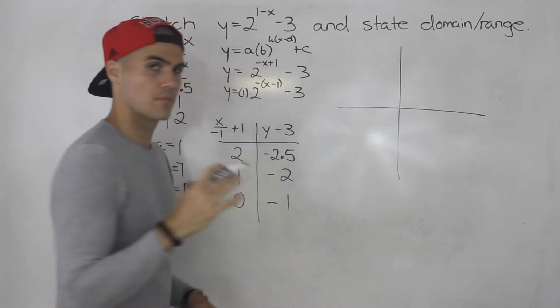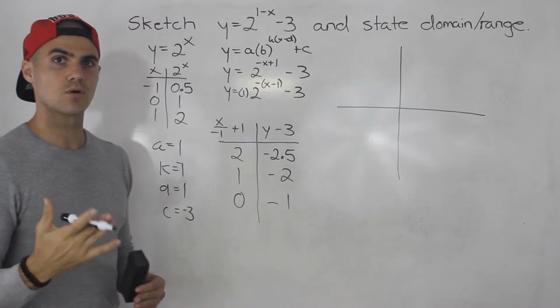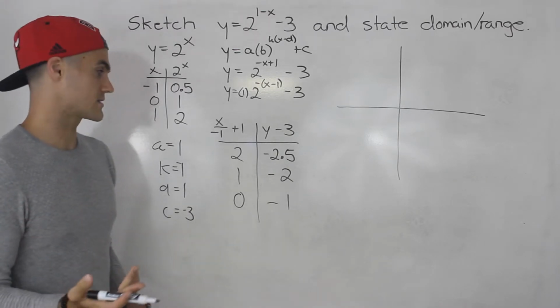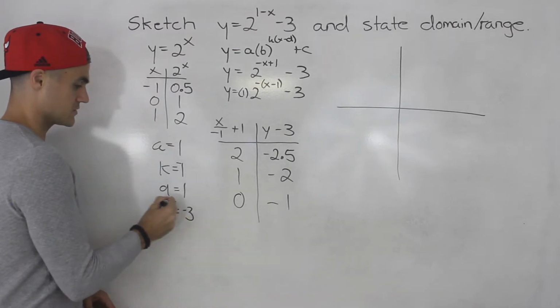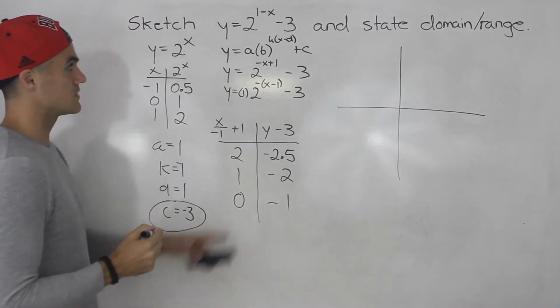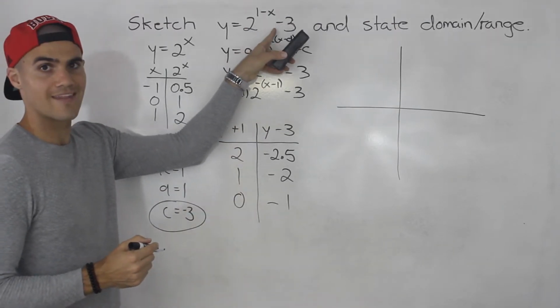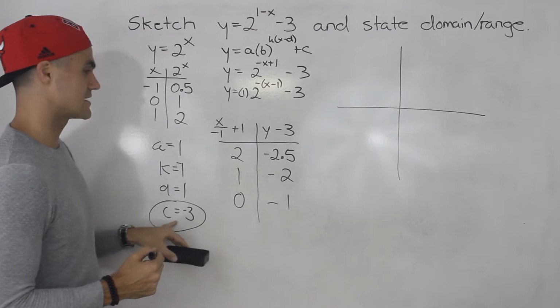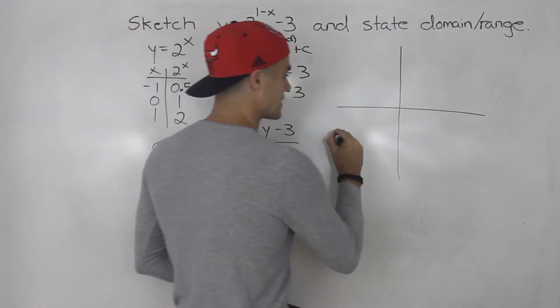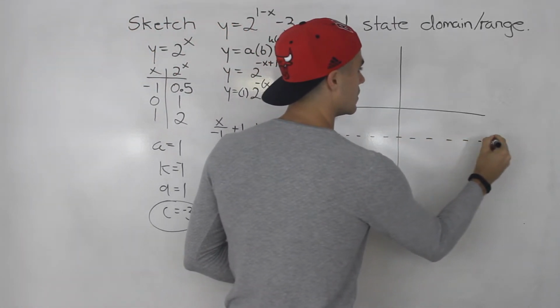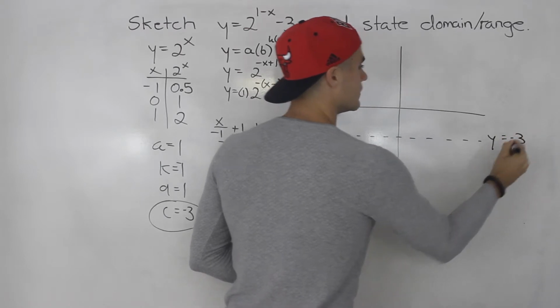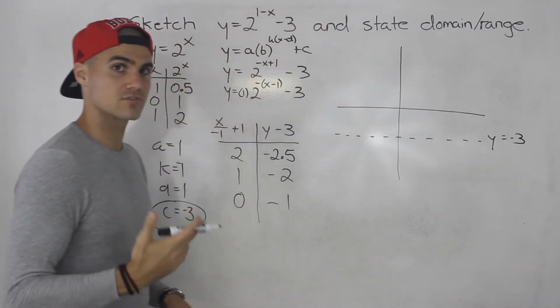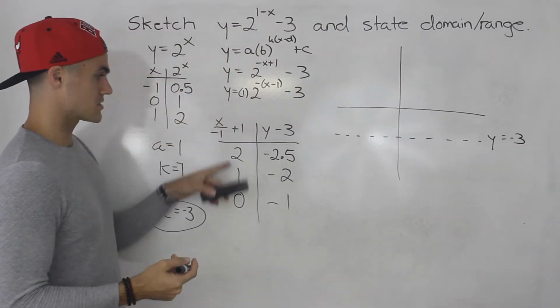Now, remember, with exponential functions, the first thing you always want to graph is the horizontal asymptote. The horizontal asymptote is always the c value. It's always the number that's on the end there. So in this case, it's -3. So we know at y equals -3, there's going to be a horizontal asymptote. Then we just plot these points.